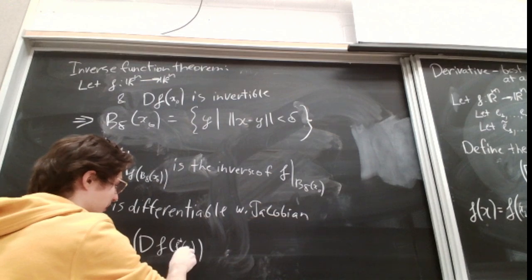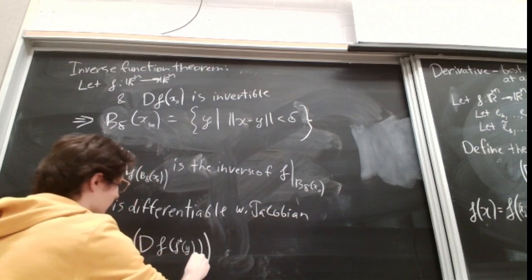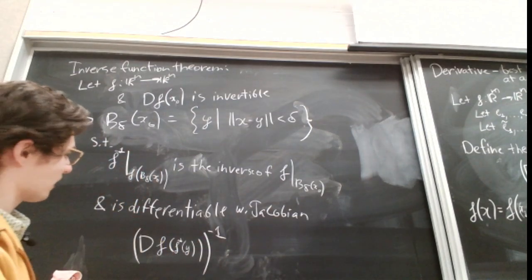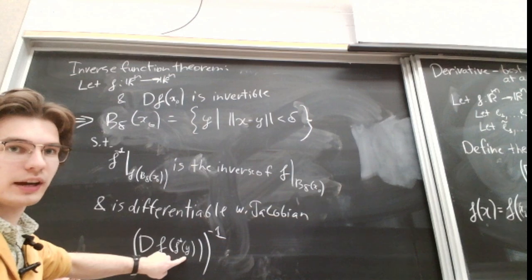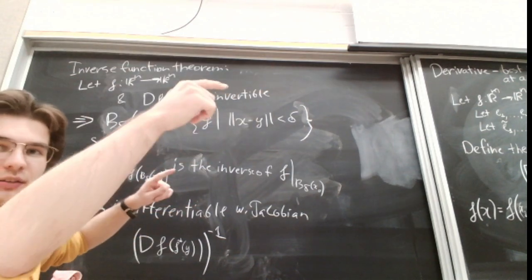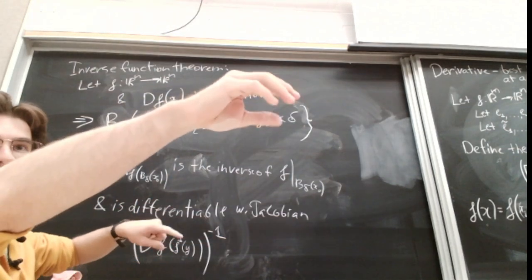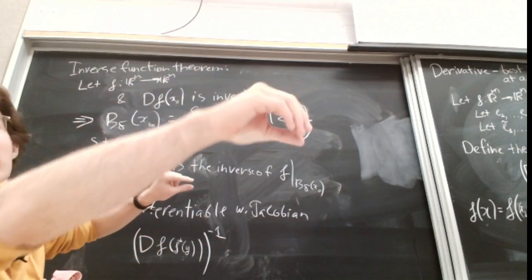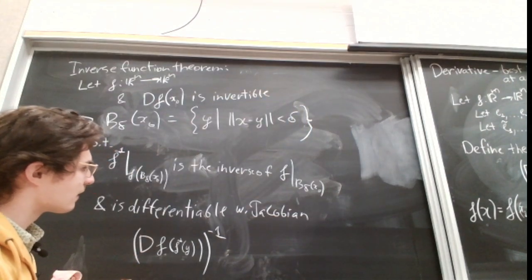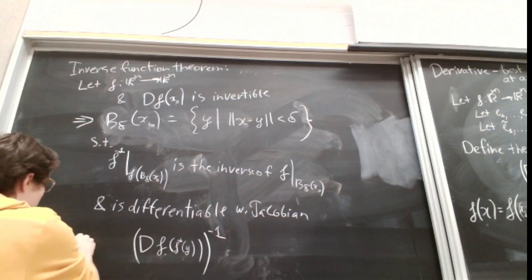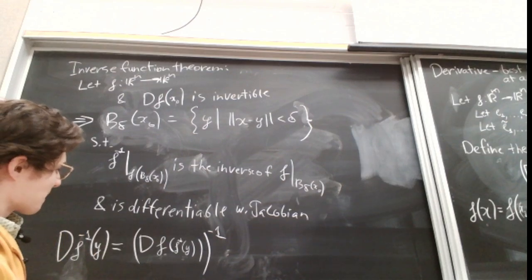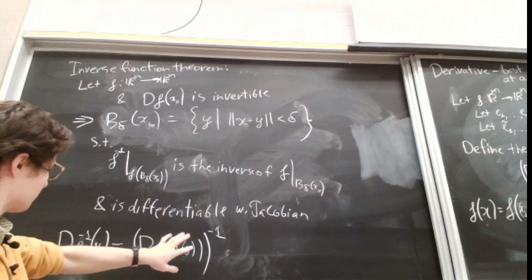Wait, sorry. Yes. Inverse. Did I have too many brackets? No, that's right. So why did I write f inverse y? Because I have to make sure that I'm evaluating the Jacobian at the right point, because f inverse goes from y to x, right? I have to make sure that I'm looking at the Jacobian at the point that maps to y, and then taking the inverse of it. I think that looks right. So the Jacobian of f inverse at y is equal to this, where f inverse of y is the point x. Okay.